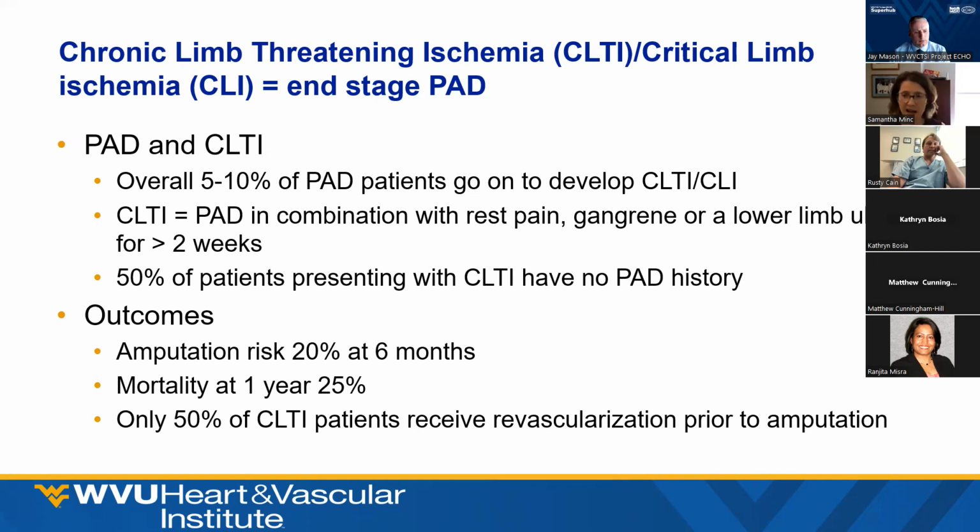What's interesting is that about half the people that do present with CLTI have not had a diagnosed PAD, because again, we don't do a good job in general identifying PAD. CLTI has very bad outcomes. Amputation risk is about 20% at 6 months, and about a quarter die at a year, again, of heart attack and stroke. And only about half of these patients even get to a vascular surgeon before they end up with the amputation. So obviously something we want to prevent. And it's really more something I want you to have in the back of your head so you can identify it, but we're really going to talk more about PAD.